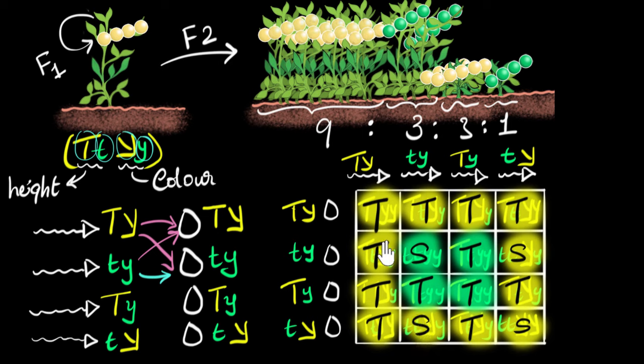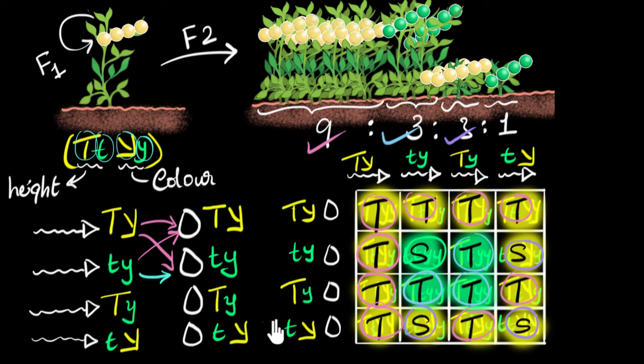Now let's count. How many tall yellow? 1, 2, 3, 4, 5, 6, 7, 8, 9. That's what we got over here. How many tall green? 1, 2, 3. That's what we got here. How many short yellow? 1, 2, 3. And how many short green? Only 1. Perfect. Mendel was spot on with his theory.